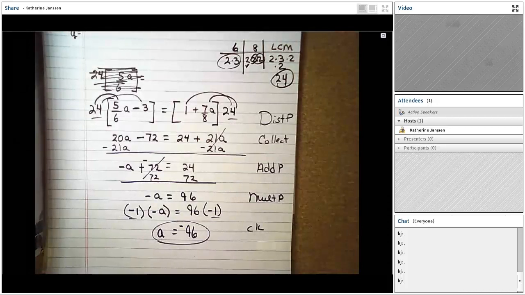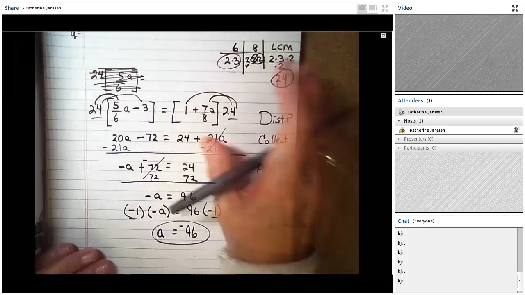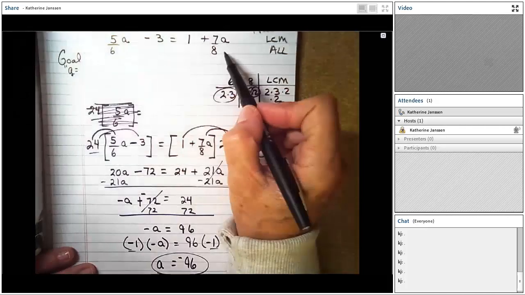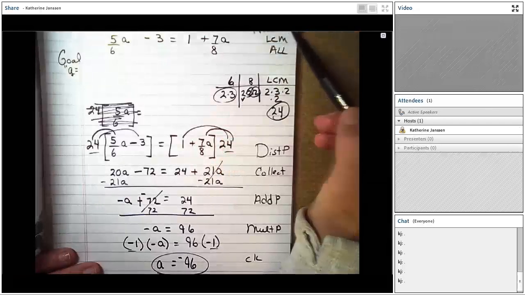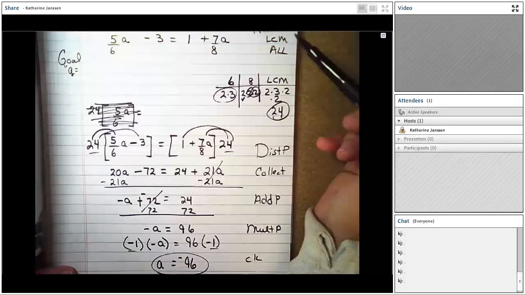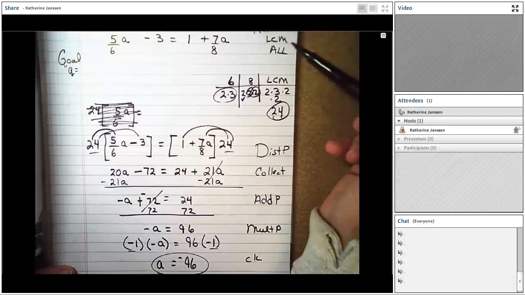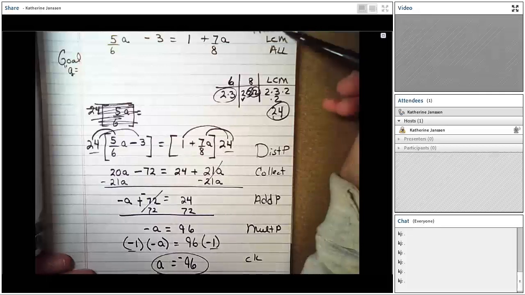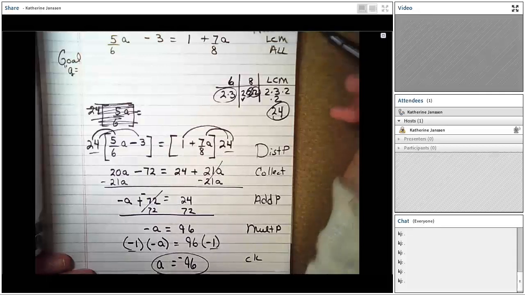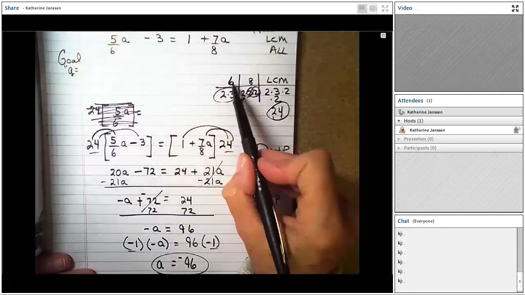So a tip or a hint. When you have fractions in your equation, you can get rid of those fractions to help us solve more neatly and maybe make fewer silly mistakes by multiplying all terms on both sides of the equation by the least common multiple of all your denominators.